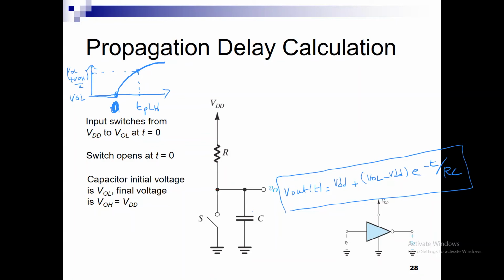Therefore, I will plug into this equation V out desired is VOL plus VOH over 2, and it is equal to V final plus V init, which is VOL minus VDD times e to the minus t over RC. And it is this t which I am trying to solve for. Okay, do you all remember this equation? Do you have any questions about it?